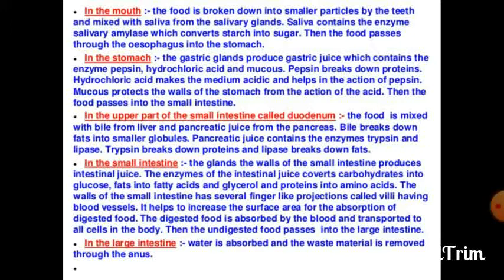Small intestine has several finger-like projections known as villi, which increase the surface area enormously and help in the absorption of the digested food. These villi are richly supplied with blood and lymph vessels, which transport the food. The undigested food passes into the large intestine. Water is absorbed in the large intestine, and waste material is removed through the anus.